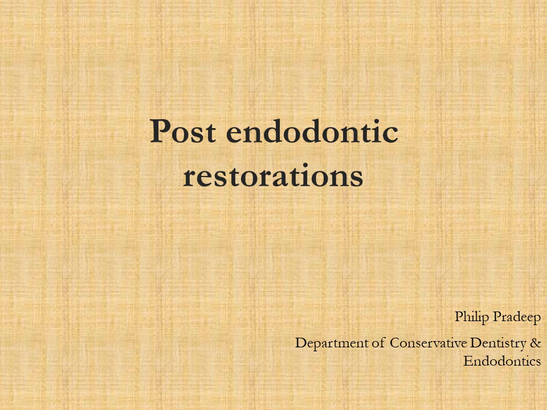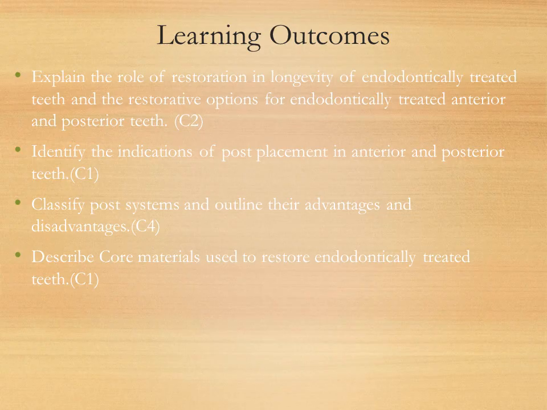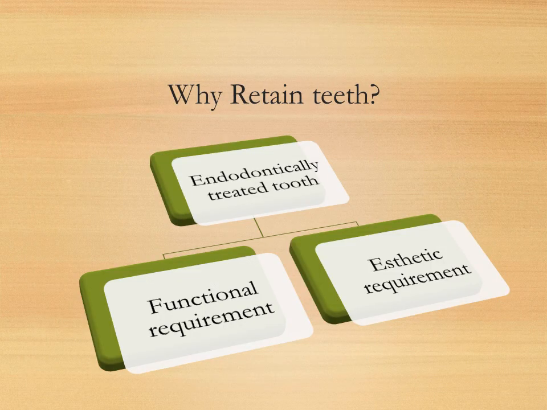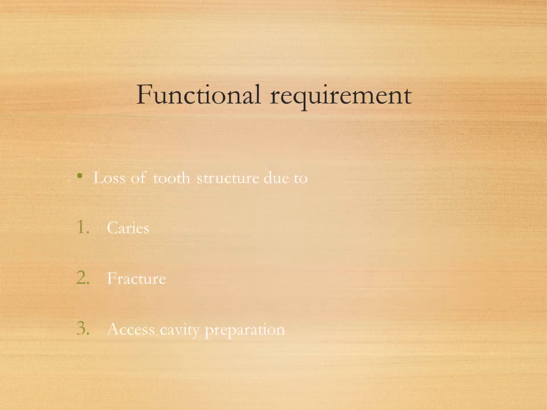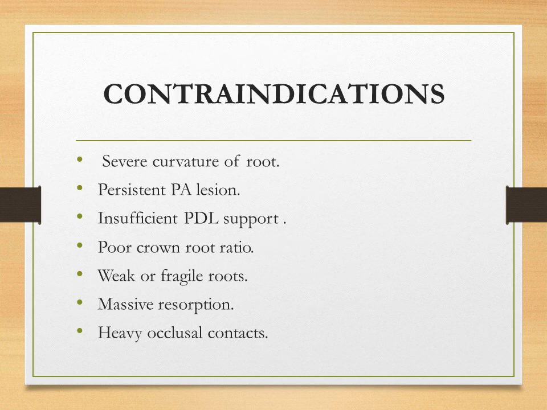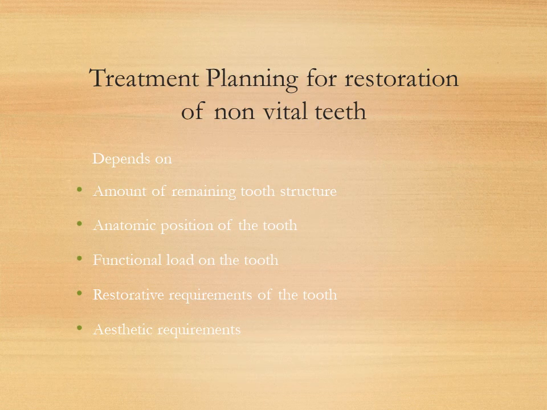So this is the second part of my lecture on post-endodontic restorations. In the first lecture I had given a brief introduction on why they are required and how you decide what kind of post-endodontic restoration you require, whether you require only a crown, a post and core, or neither and just a normal core build-up. And I had given the indications and contraindications for post-endodontic restorations, that is your post and core.